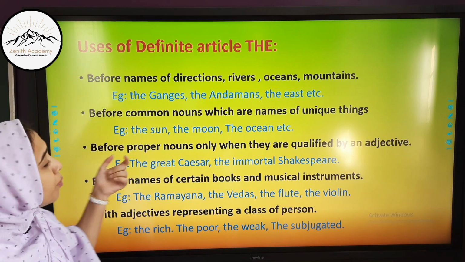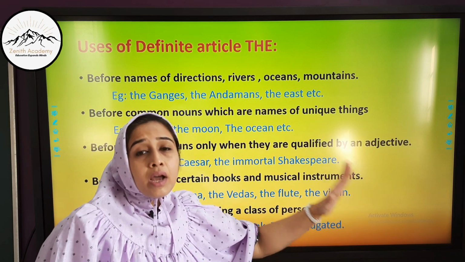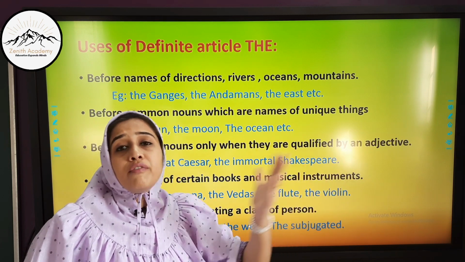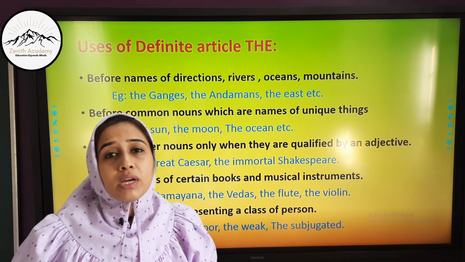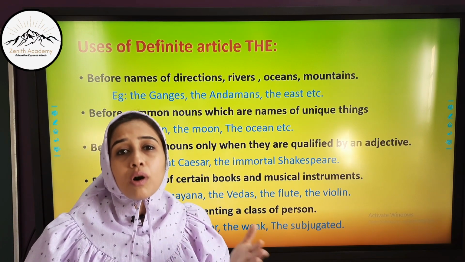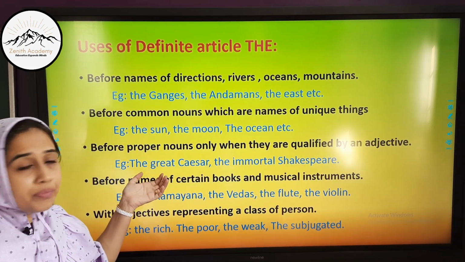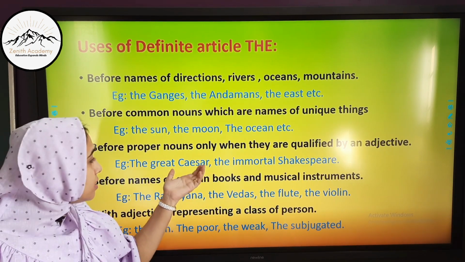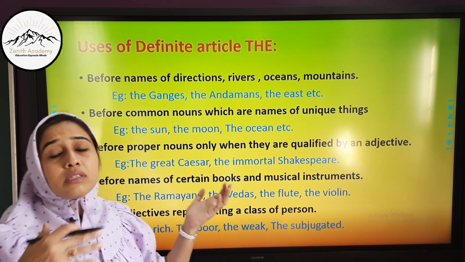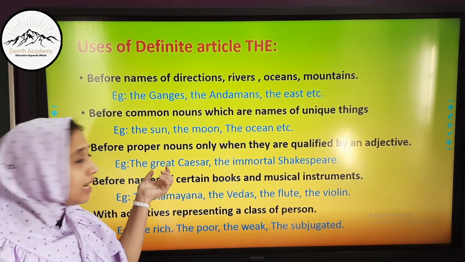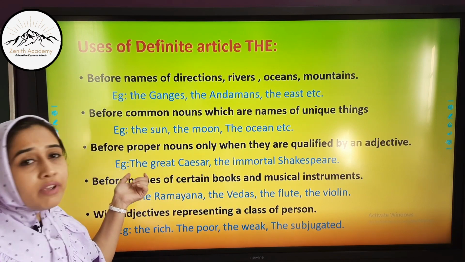We use it before proper nouns only when they are qualified by an adjective. As I said before, we never use articles before proper nouns, but when that proper noun is being qualified for a particular quality by an adjective, then we use "the". The great Caesar. Caesar is obviously a historical figure. We know that he was the great Caesar. So "great" is the adjective used to mention the quality of Caesar, and that is why we use "the" over here.